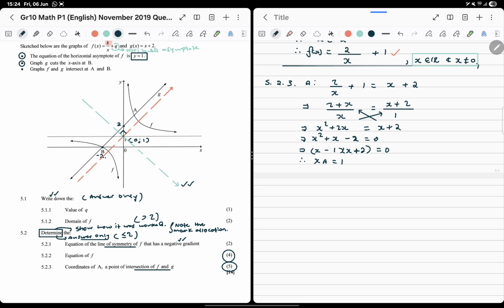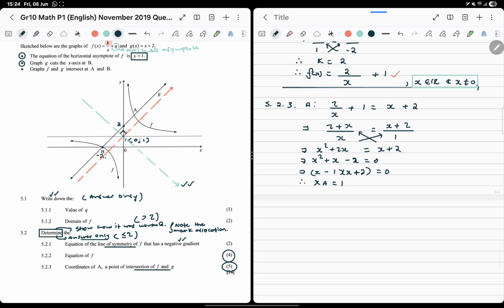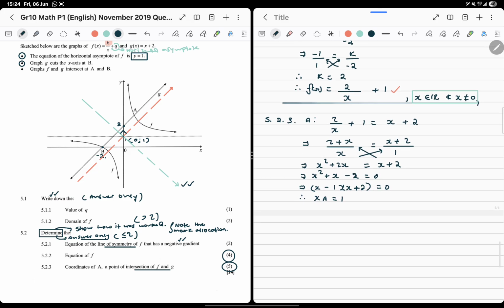Remember, we're going to ignore the minus 2. Why? Because it is B. We already spoke about it. Once we get here and we see that we need to continue elsewhere, we need to show that the solutions continue. So we can say, therefore, y at A, substitute into the linear one, which is easy, 1 plus 2, which is 3.